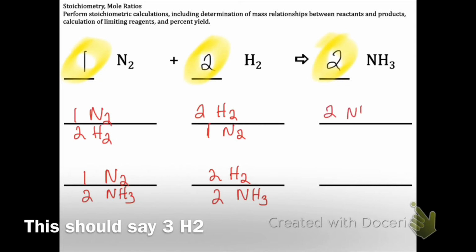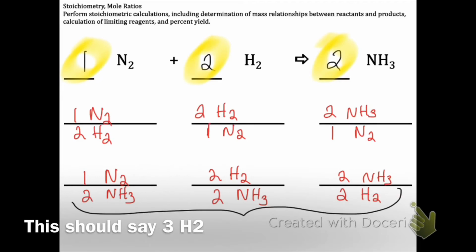2 NH3 molecules need 1 nitrogen to form, and then 2 NH3 molecules need 3 hydrogen molecules to form. So what we've just done is come up with all the possible combinations of those coefficients. And what ends up happening is you'll use these numbers as your conversion factors. So these mole ratios become your conversion factors.